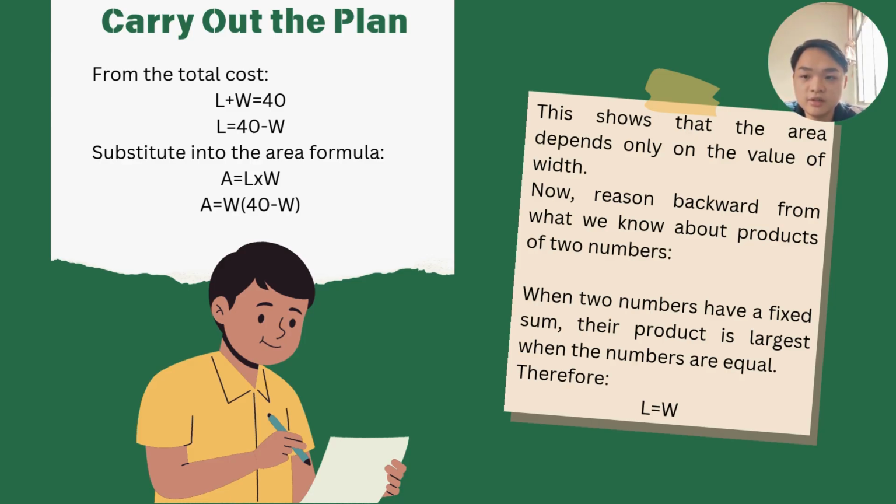And we substitute in, we can get that A equals W times (40 minus W). This shows that the area depends only on the value of width. And now we reason backward from what we know about the product of two numbers, which is when two numbers have a fixed sum, their product is largest when the numbers are equal. Therefore, we can conclude that L equals W.